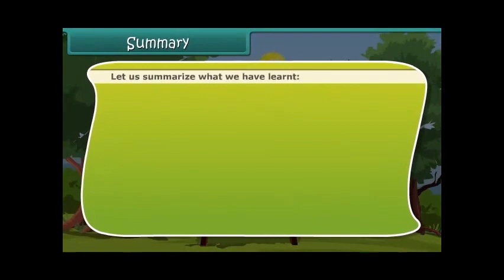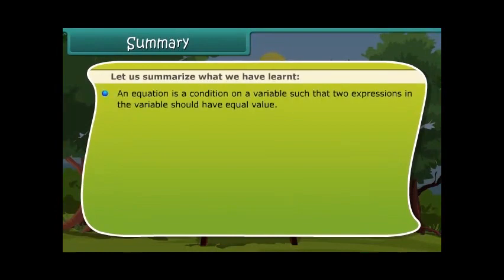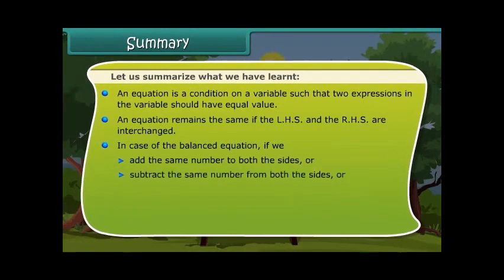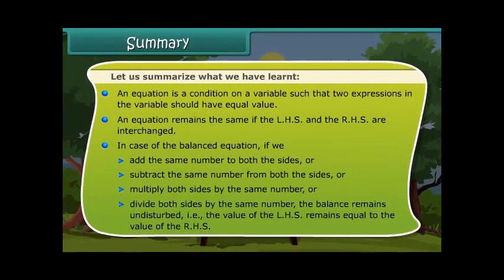Let us summarize what we have learnt. An equation is a condition on a variable such that two expressions in the variable should have equal value. An equation remains the same if the LHS and the RHS are interchanged. In case of a balanced equation, if we add the same number to both the sides, or subtract the same number from both the sides, or multiply both sides by the same number, or divide both sides by the same number, the balance remains undisturbed. That is, the value of the LHS remains equal to the value of the RHS.